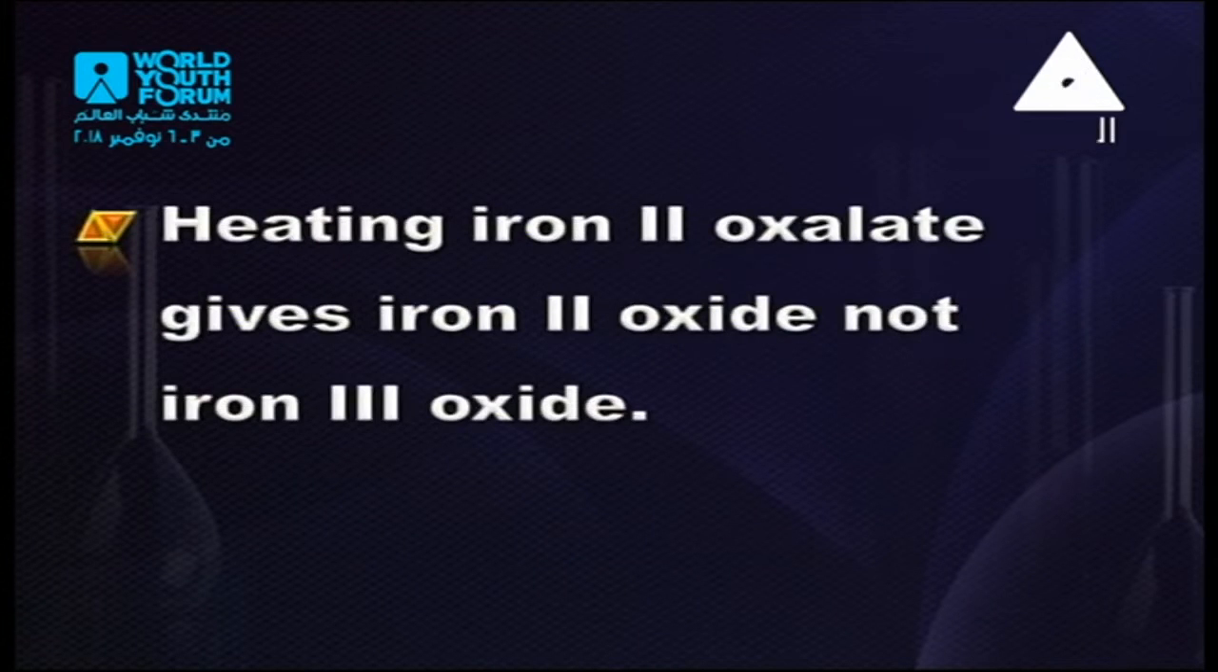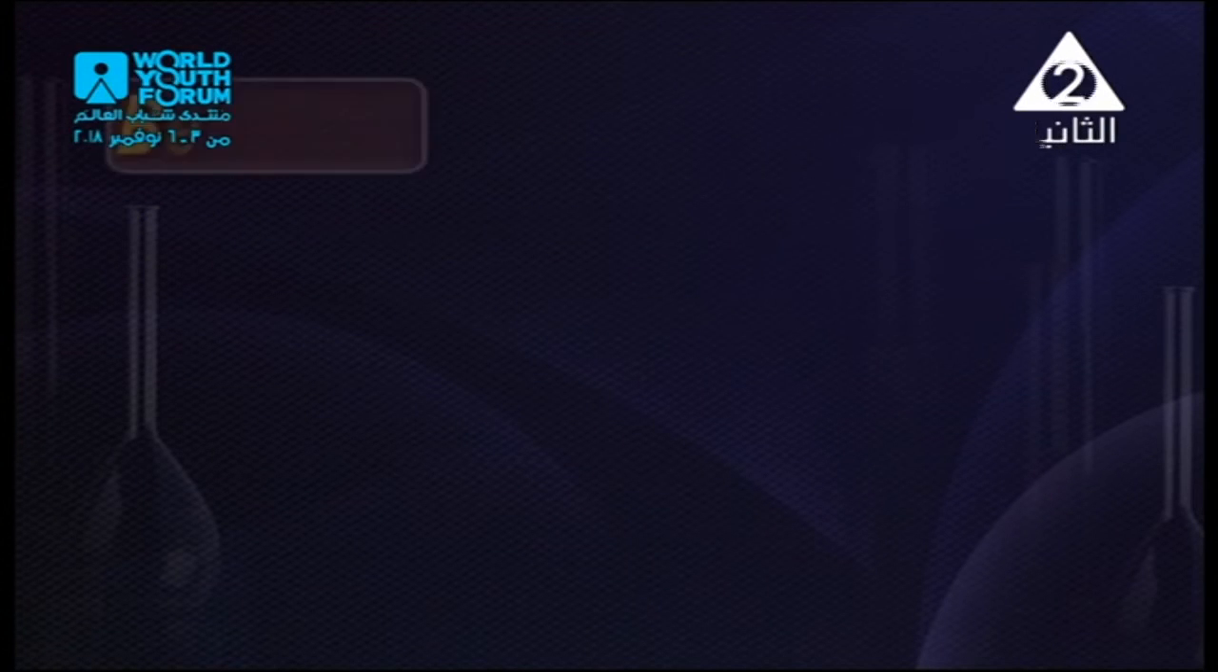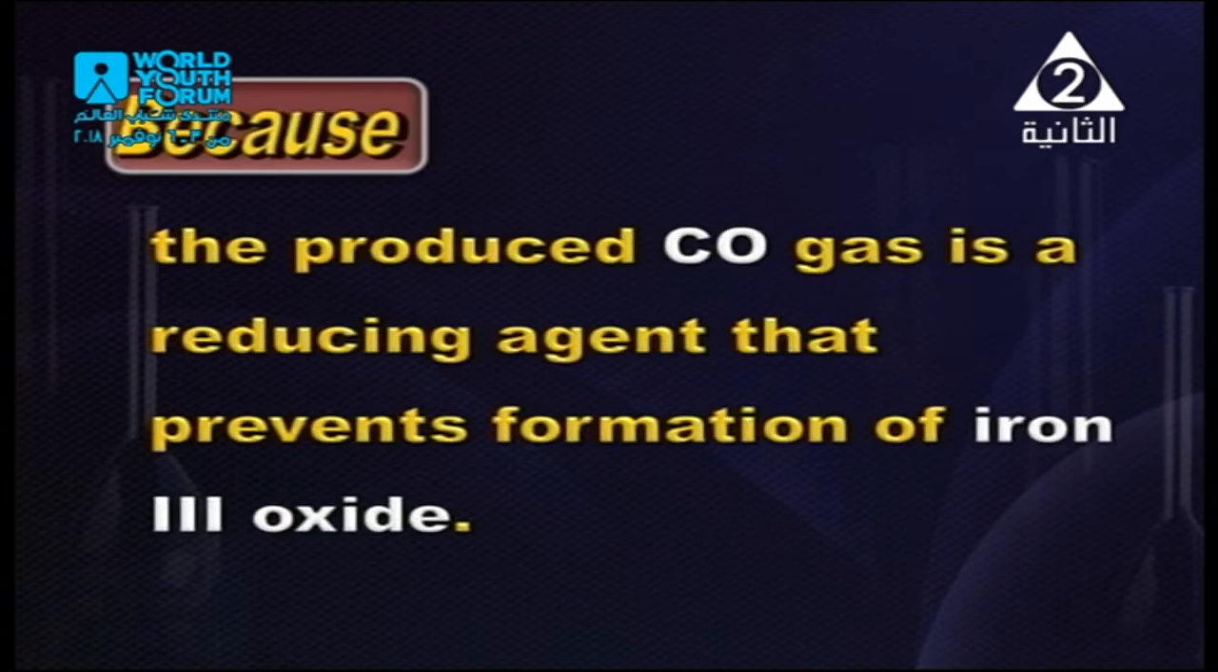Heating iron 2 oxalate gives iron 2 oxide, not iron 3 oxide. The reason for that is the produced carbon monoxide gas is a reducing agent that prevents the formation of iron 3 oxide.